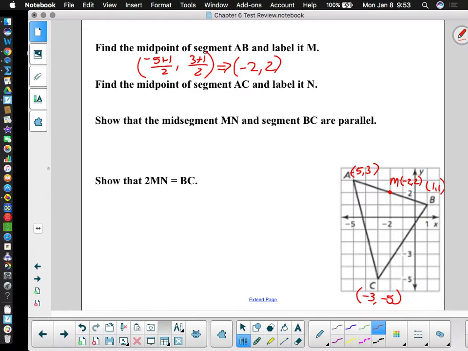Next, you do the same thing for AC. So it's (-5 + -3)/2 and (3 + -5)/2. There we go. So it's -8/2 is -4. And -2/2 is -1. So -4, -1, there's my second midpoint. I'm going to name it N. So I found my two midpoints. And yes, you'll need the specific coordinates and you need to show your work.